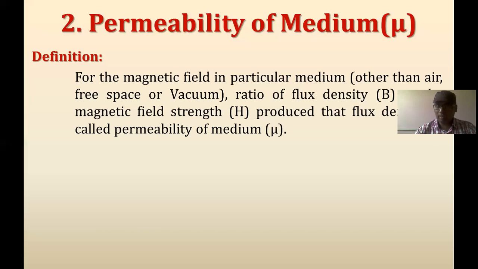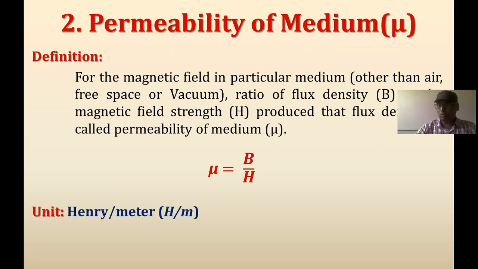So our formula becomes, the permeability of free space is represented with mu naught, and this mu naught is nothing but B naught upon H. Now, the permeability of a medium can be represented with mu, which is equal to B upon H, or we can also write B is equal to mu into H, and its unit is the same, Henry per meter. Is it right?